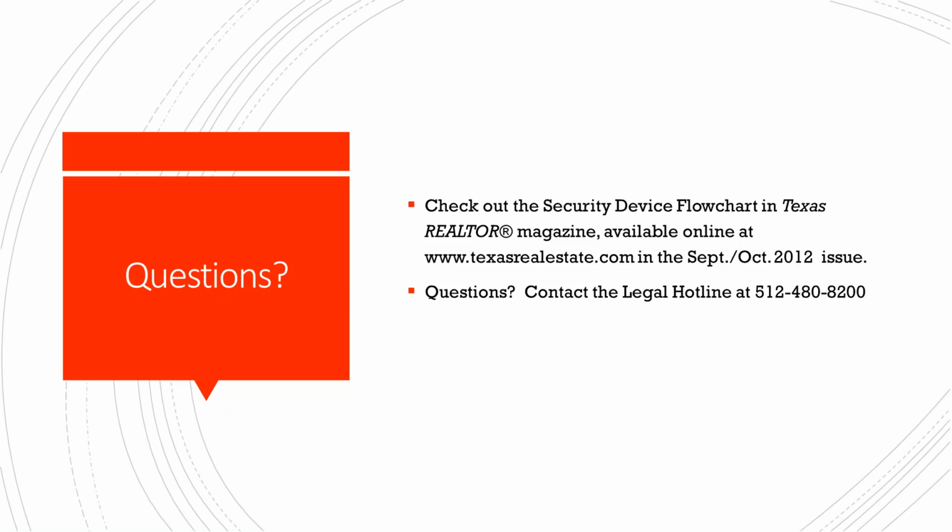So that concludes the lecture portion of this presentation. One thing I want to mention before I open it up to questions is we do have a security device flow chart, which I think is helpful in trying to understand all these requirements and what exactly they entail. If you want to check that out, it is available on our website, texasrealestate.com. It was in a Texas Realtor magazine edition, September-October 2012. You can find the archived issues of our magazine on our website. So that may be a helpful tool for you to use.